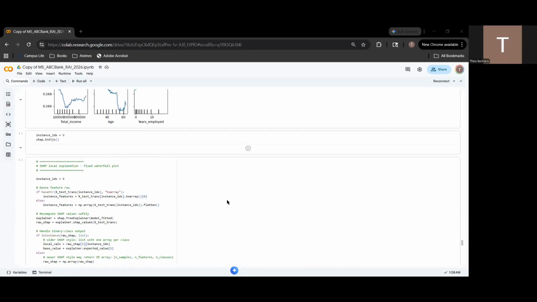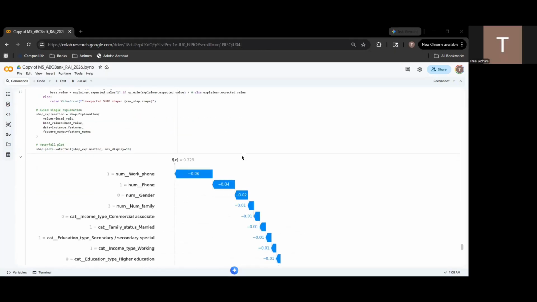SHAP values provide a global explanation of model predictions by measuring the contribution of each feature. We also calculated SHAP interaction features, which show how pairs of features interact. For example, the combination of income and employment length may influence approval probability differently than each feature alone.